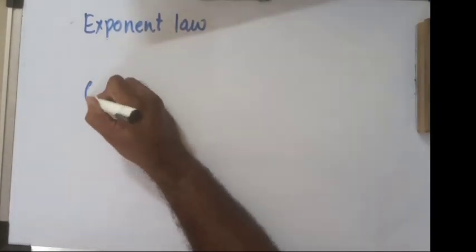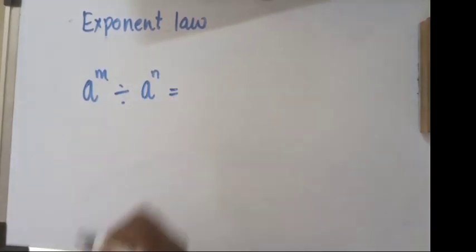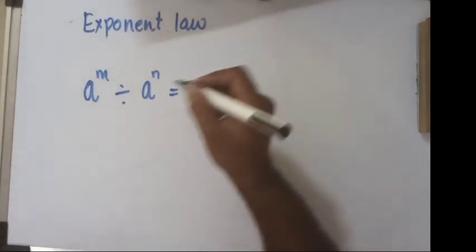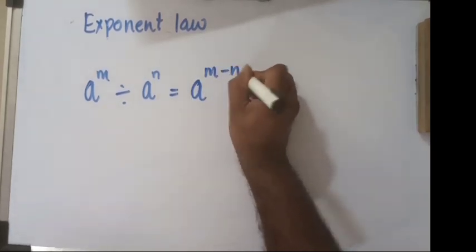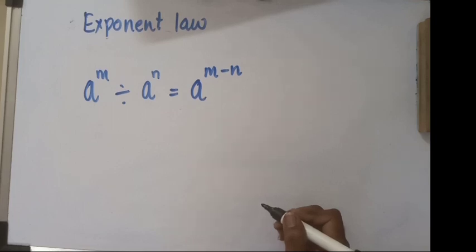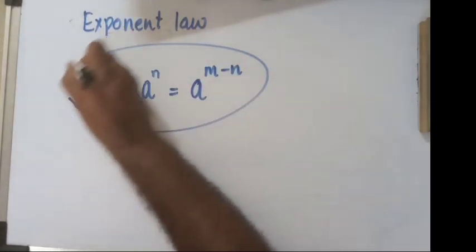Now we'll be seeing the exponent law of division. a raised to m divided by a raised to n will give me a raised to m minus n. Okay children. This is another law of exponent.